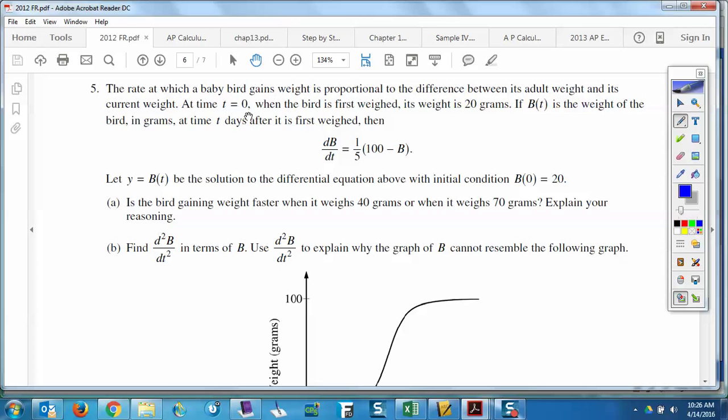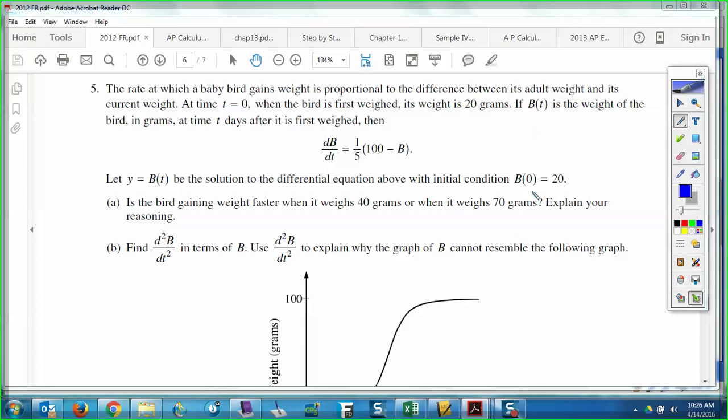B is its current weight. At time 0, when the bird is first weighed, it weighs 20 grams. So that is this initial condition right here. Right? If B is the weight of the bird in grams at t times after its first weigh, then this would be the differential equation. That's the rate. The rate is proportional to, and that's the 1/5, like the K, proportional to the difference between its adult weight and its current weight. We did some problems like this where I gave you a sentence like that, and you had to write the differential equation, right? When we were doing this way back when. But they've given it to you there.